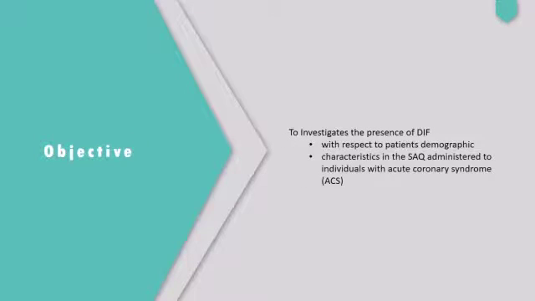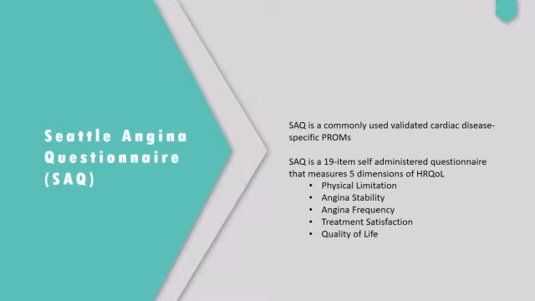So with this, that brings us to the objective of the study. We want to investigate the presence of differential item functioning with respect to patients' demographic characteristics in the Seattle Angina Questionnaire administered to individuals with acute coronary syndrome. I'll explain a little bit about the Seattle Angina Questionnaire. It's a commonly used, validated, cardiac disease-specific questionnaire, and it has 19 items. The items are like individual questions, so let's say there are 19 questions that are asked.